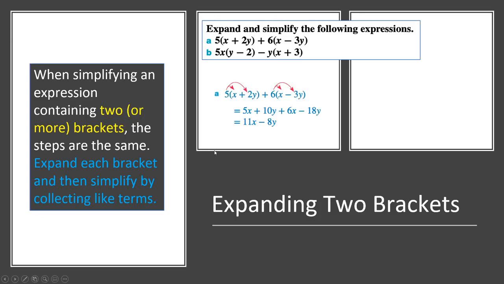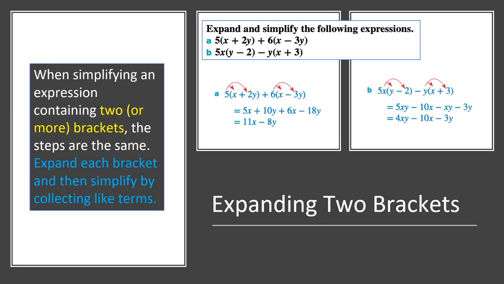So the first one, we go 5 times x becomes 5x. 5 times 2y becomes positive 10y. Then 6 times x becomes 6x. And 6 times negative 3y becomes negative 18y. And we simplify. So 5x plus 6x becomes 11x. And positive 10y, minus 18y becomes negative 8y. You'll remember this from last week when we were grouping like terms.